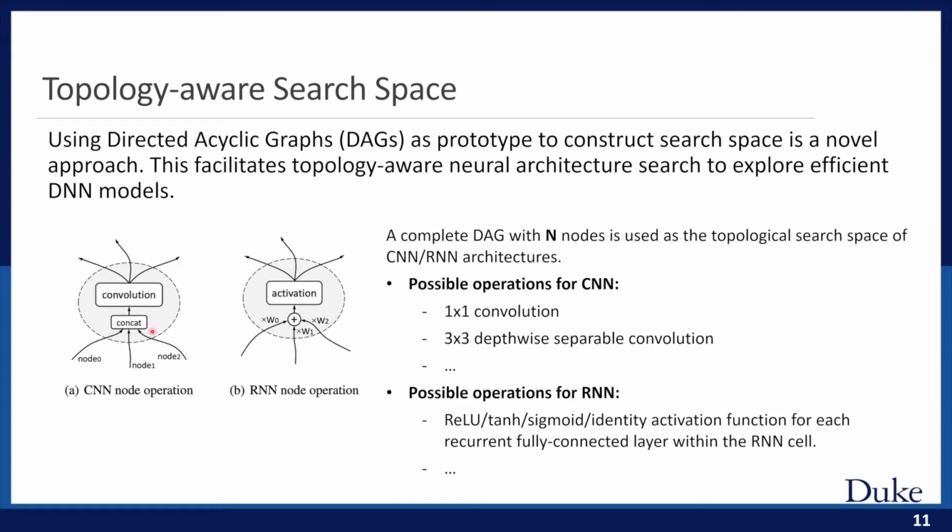In a CNN, for instance, as we illustrate here, a convolutional layer can be taken as an operation, and we use feature concatenation to aggregate inputs. Well, for RNN designs, the basic operation could be a recurrent fully connected layer with, for example, a carefully designed activation function, and then weighted addition is used to aggregate inputs.